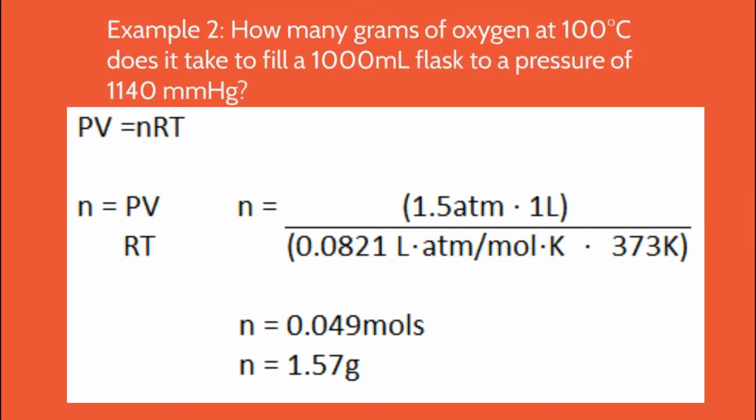PV is 1.5 times 1. I'm sorry, did I not put P up here? There we go, there's my P. What'd you get? 0.049 moles. Okay, now that's not our final answer, though.